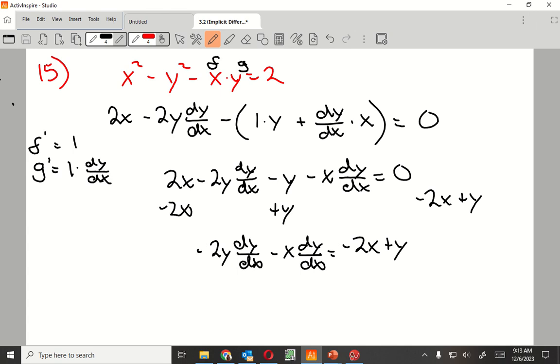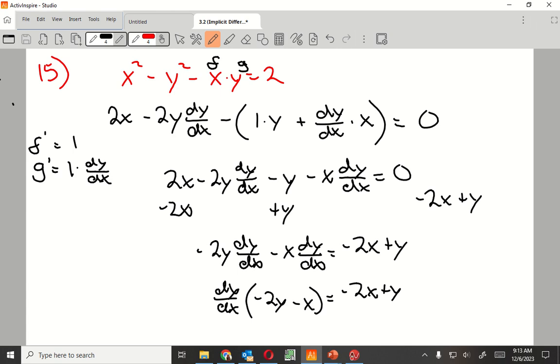Now, this is the point that I keep emphasizing, that it is a multiplication. The dy dx is being multiplied. And so both of these on the left-hand side have a common multiple of dy dx. So I'm going to factor out the dy dx, so that's going to come out in front. dy dx, parentheses, after I factor that out, I get a negative 2y. Bring down my negative x equals my negative 2x plus y.